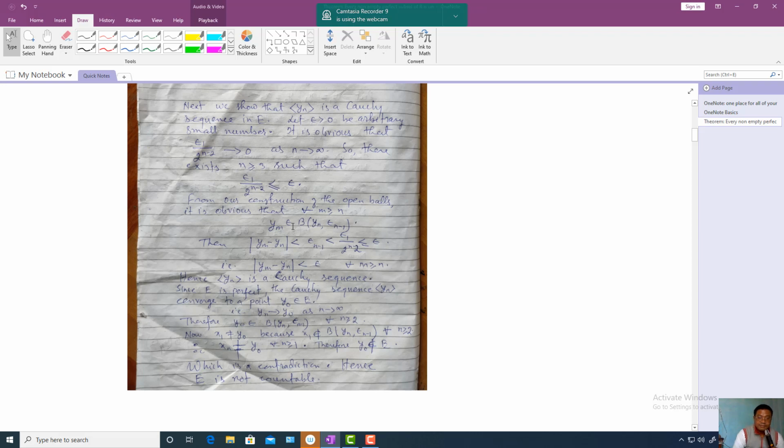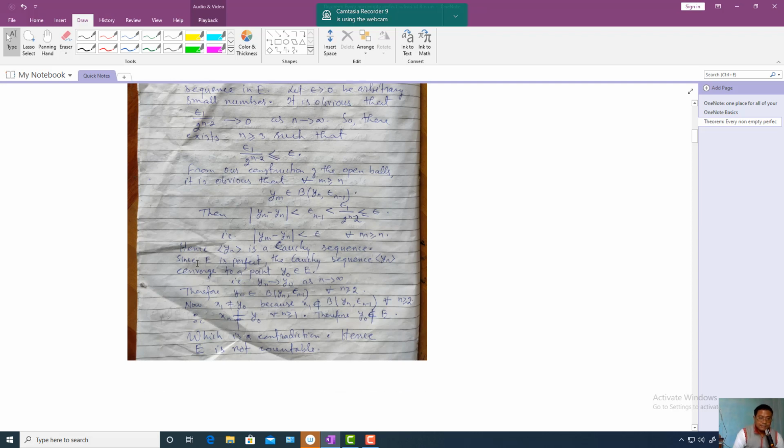That means, from the definition of open ball, the distance between ym and yn is strictly less than the radius of the open ball, because yn is the center and ym is a member of the open ball. So their difference is less than epsilon n minus 1. But we know the estimate of epsilon n minus 1 is strictly less than epsilon 1 divided by 2 to the power n minus 2, which is less than or equal to epsilon. That is, the distance between ym and yn is strictly less than epsilon for all m greater than or equal to n. From this we conclude that the new sequence yn we constructed is a Cauchy sequence.